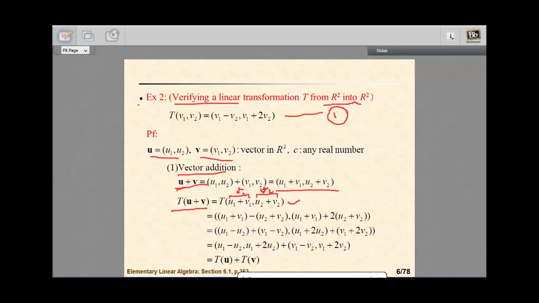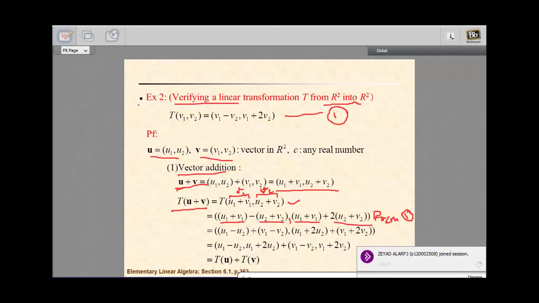Now from equation number 1 we can write the transformation of (v1, v2) is equal to (v1 minus v2, v1 plus 2v2) from equation number 1. In this way we will open this.